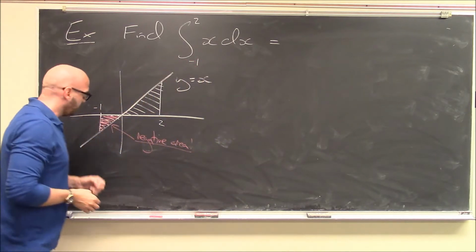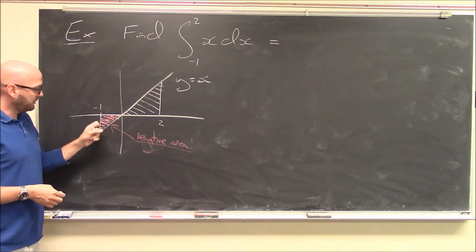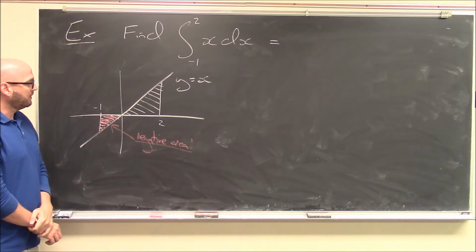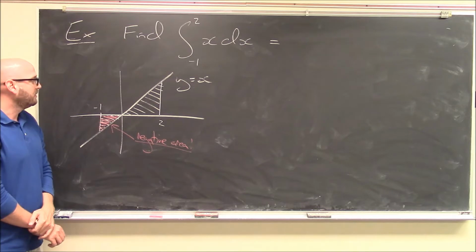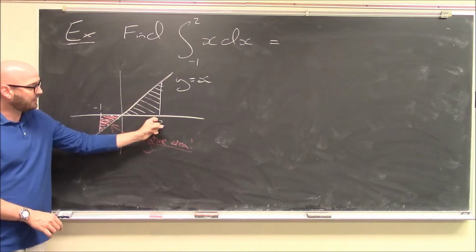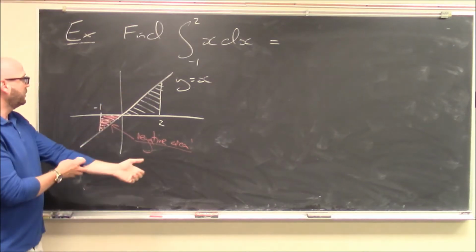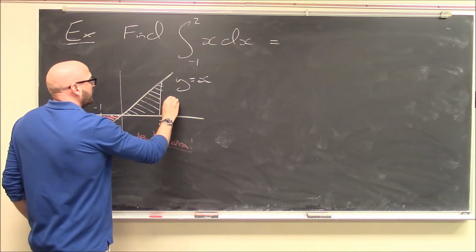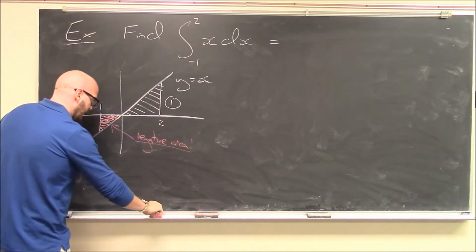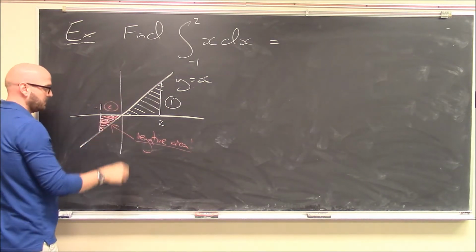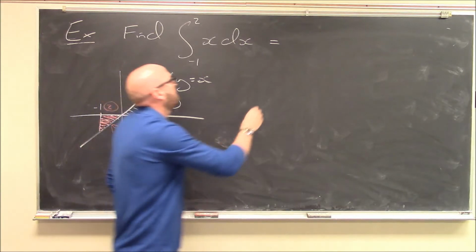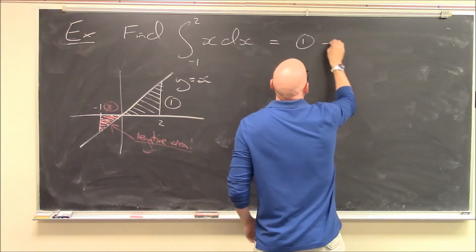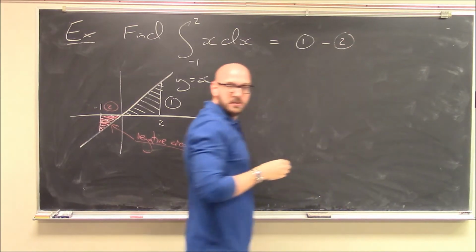So how are we going to compute this? Well, geometrically, this is a triangle, and this is a triangle. Finding areas of triangles isn't too hard, right? The area of a triangle is 1/2 times the base width times the height. So how about we give these two triangles names? We'll call this triangle 1, and this one triangle 2. Our area is just going to be the area of triangle 1 minus the area of triangle 2.